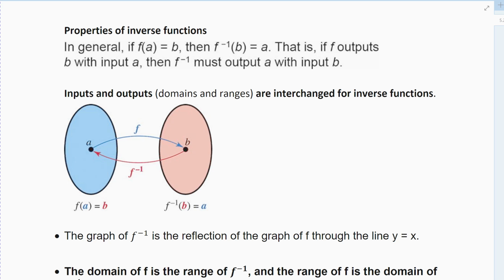All right, so the outputs of f become the inputs of the inverse of f, in the opposite order. And so the domains and ranges interchange. The outputs and the domains, the inputs and the ranges are interchangeable in inverse functions.